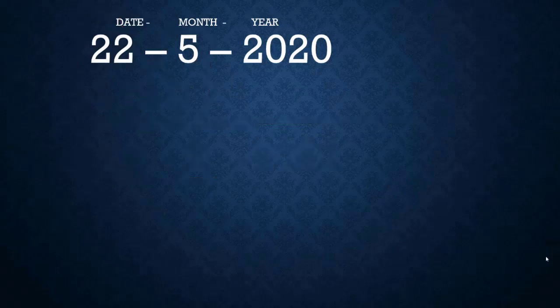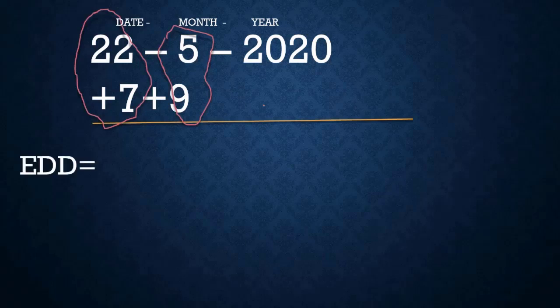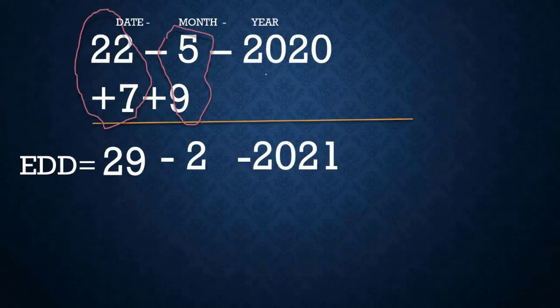Now we will do the next example. For example, the LMP of a pregnant lady is 22 May 2020, and according to the rule we have to add 7 days in date and 9 months in month. So what will be the EDD? When you add 7 in 22, the answer will be 29. And when you add 9 months after May, the answer is February. As February lies in the next year, the year will change and you will write 2021.